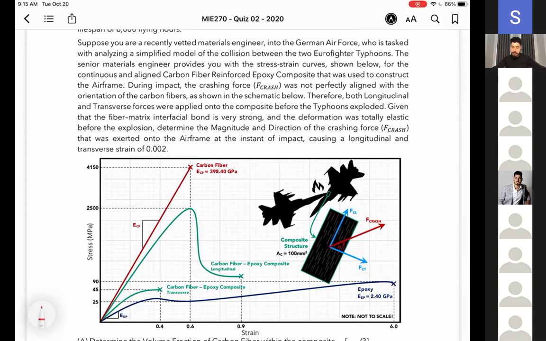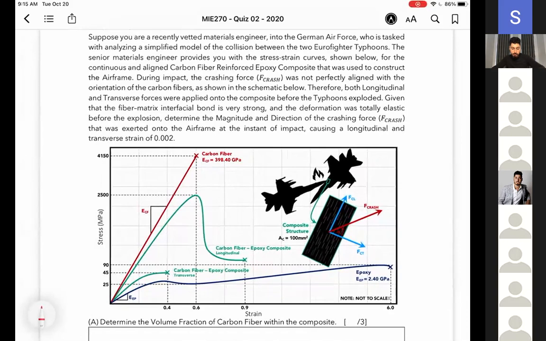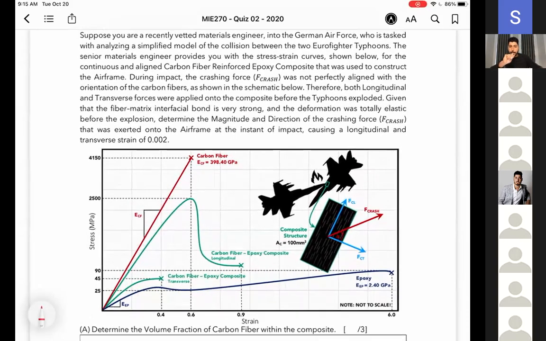Okay, does everybody understand the problem? First off and foremost. Determine F crash. F crash is this guy right here. As soon as that plane hit the other one, there was a crashing force exerted onto the airframe, and that airframe.